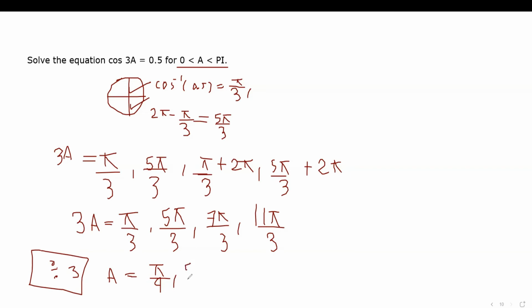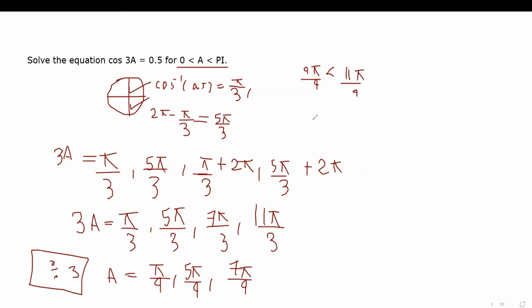5 pi by 9, 7 pi by 9, and 11 pi by 9. But guys, you can't stop. The 11 pi by 9 is going to be what? Bigger than pi, though. If this is pi, 11 pi by 9 is bigger, because pi by itself is 9 pi by 9. So we don't need 11 pi by 9.